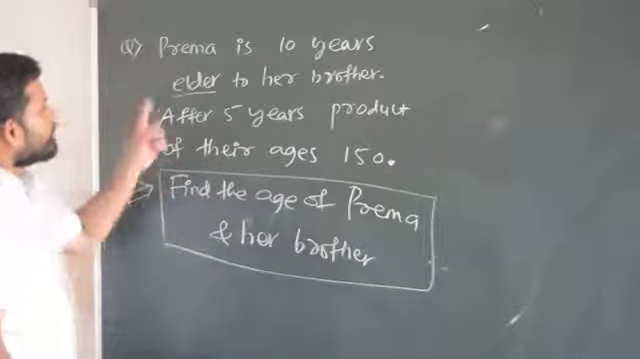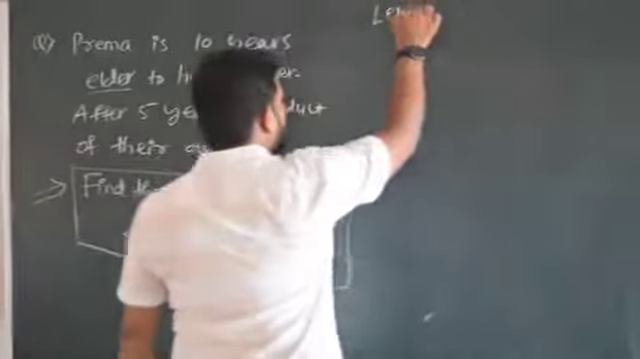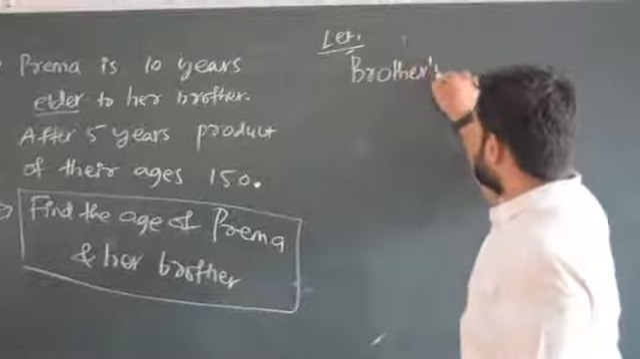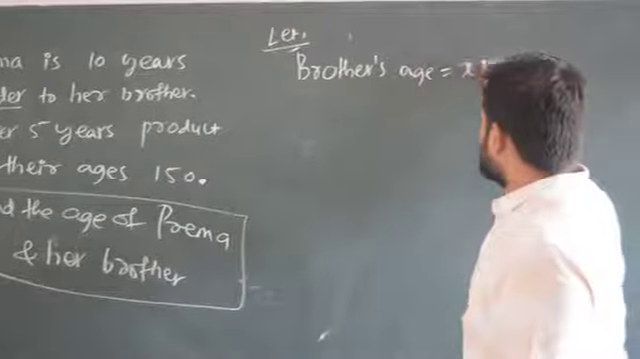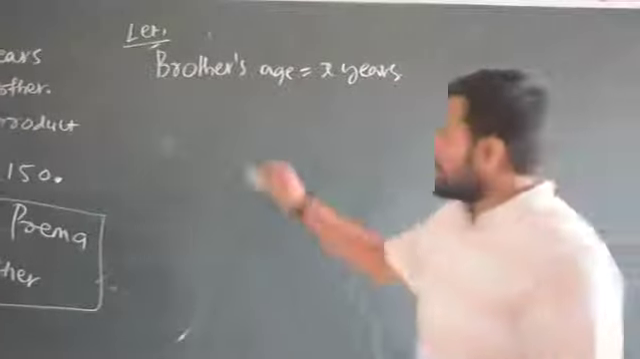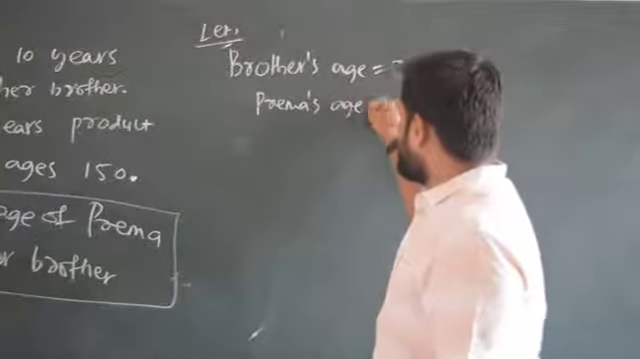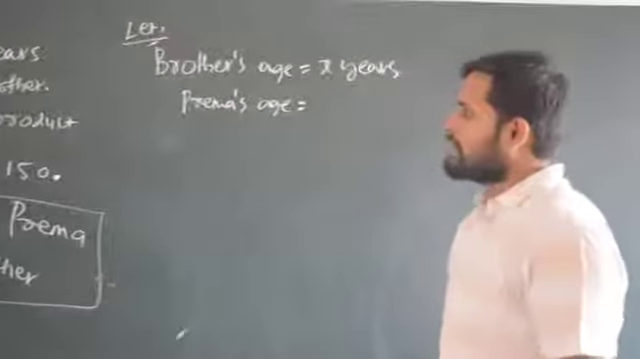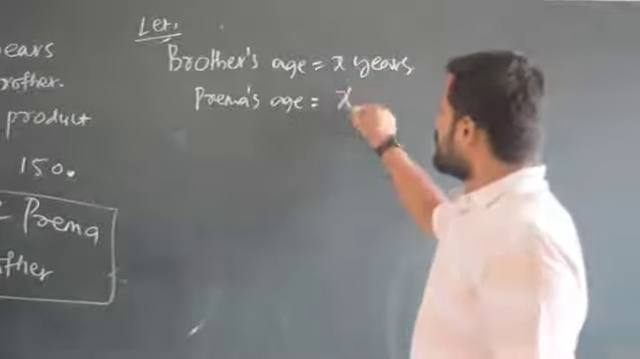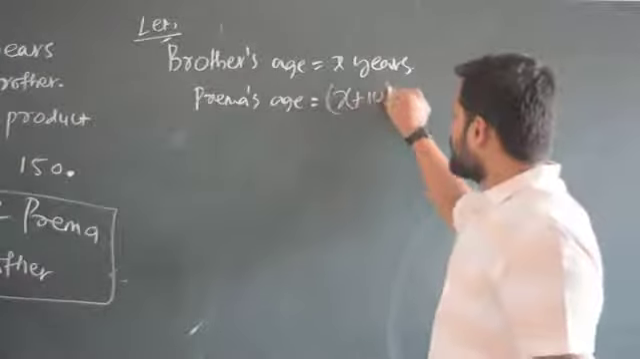Now, look at this. Prema is 10 years elder to her brother, so let the brother's age be x years. Then what will be Prema's age? Tell me, very simple, right? Prema is 10 years elder to her brother. Elder means more age. I told you already. So that is going to be x plus 10 years.